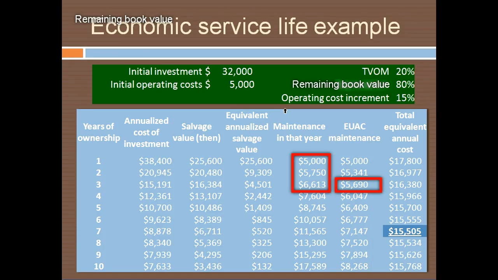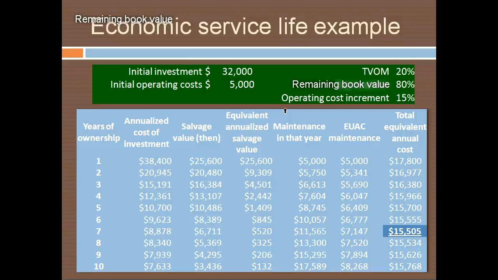Now let's consider the 3-year example. If the first year we paid 5,000, the second year 5,750, and the third year 6,613, that's equivalent to 3 years, at the end of year 1, year 2, and year 3, of 5,690, and so on. So when we consider the uniform annual cost for this operation, we need to consider the annualized cost of investment, the salvage value, and the equivalent uniform annual cost for maintenance, and we can compute the equivalent annual cost that we get.